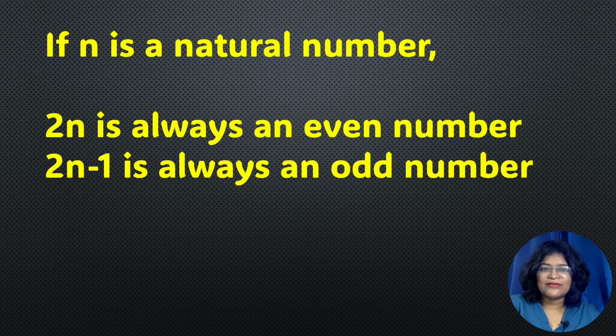If n is a natural number, 2n is always an even number. 2n minus 1 is always an odd number. Let's take an example. Let's say n is 3. 2 into 3 is 6. That's an even number. 2 into 3 is 6, minus 1 is always an odd number. That's 5.